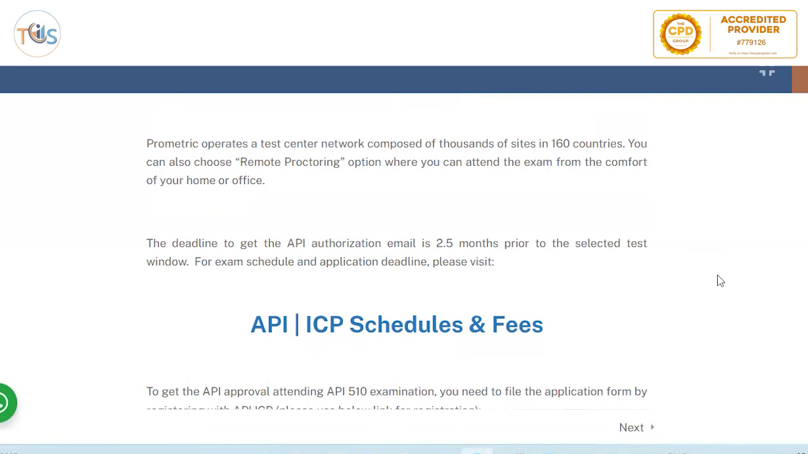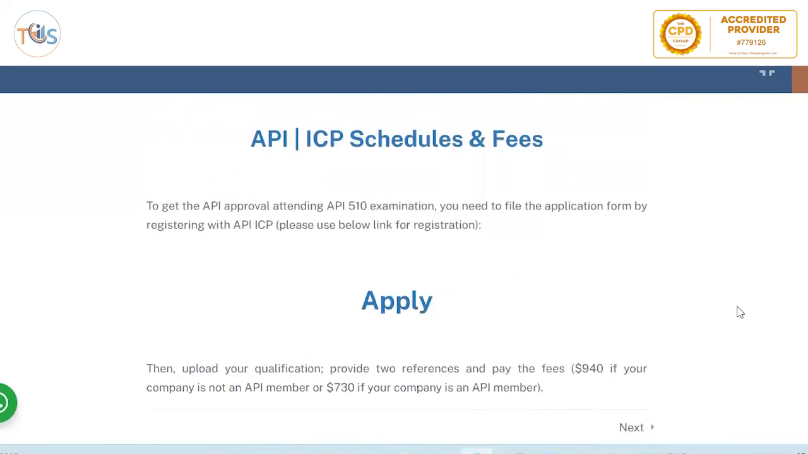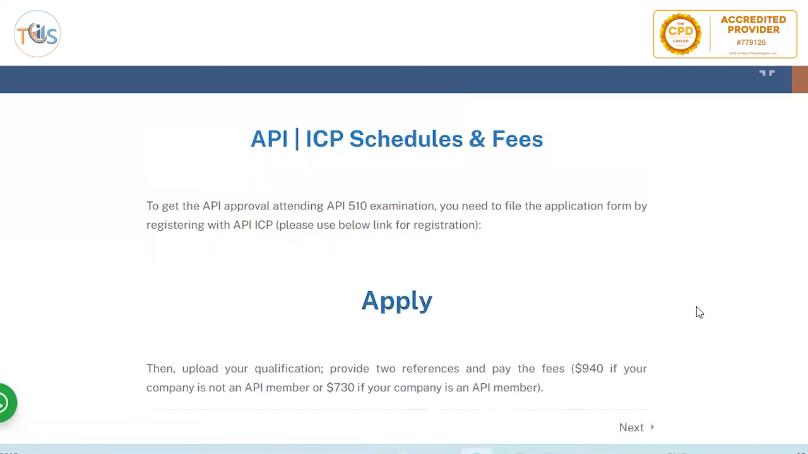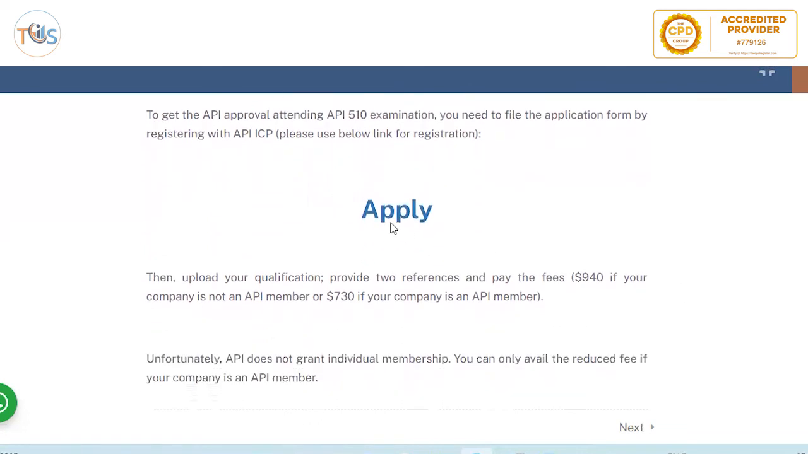The deadline to get the API authorization email is 2.5 months prior to the selected test window. For exam schedules and fees, you can press this button and go there to see when the exam is, what the fees are, and what the deadline is. If you want to apply, you can register a free account with API and click on this button, or go to API ICP and create an account directly there. This button takes you directly to the API ICP website.